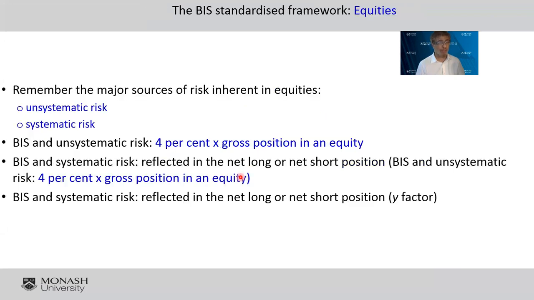For equities, we have to talk about unsystematic risk and systematic risk, and usually they take 4% for the positions in equities: 4% for the systematic risk and 4% for the unsystematic risk.